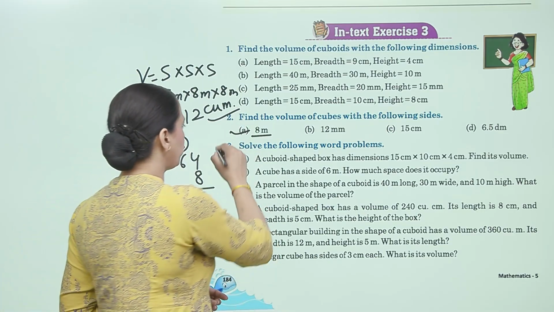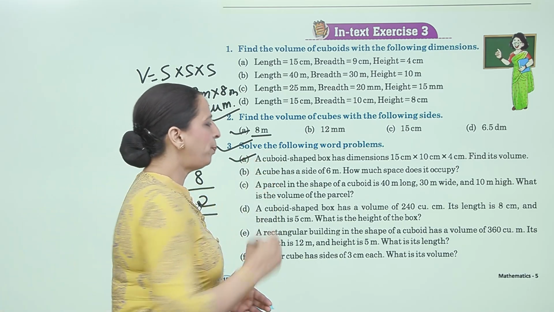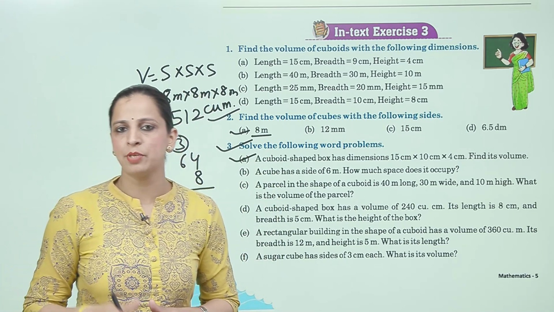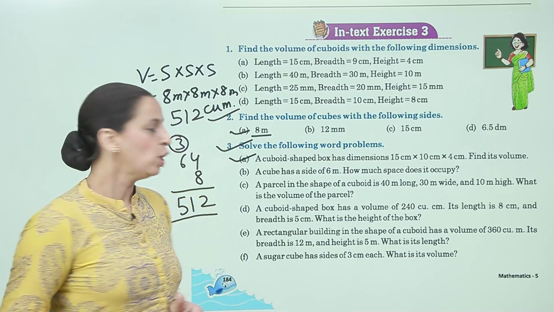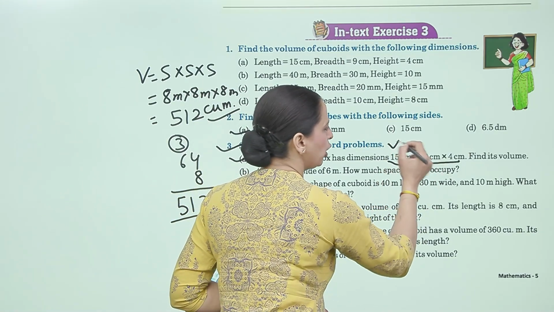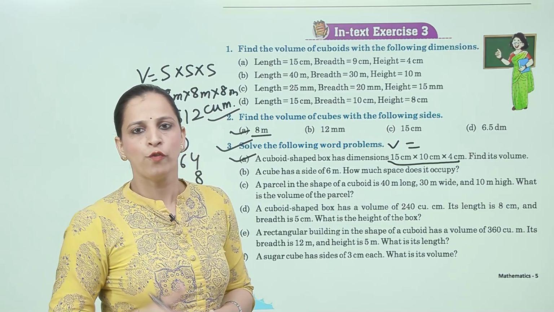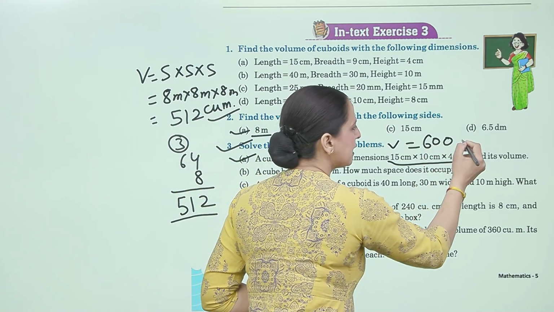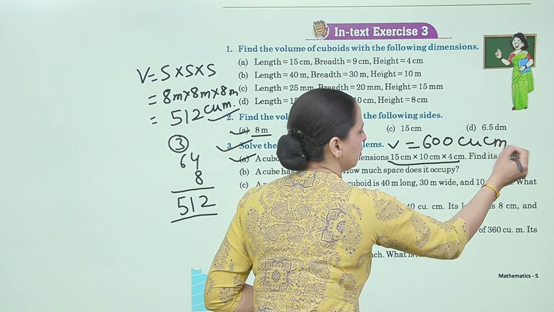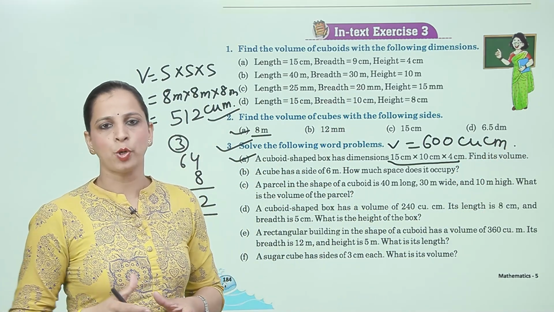नाउ नेक्स्ट क्वेश्चन नंबर 3. Solve the following word problems. A part. A cuboid shaped box has dimension 15 centimeter, 10 centimeter into 4 centimeter. Find its volume. So, we have to multiply. That is the volume. So, 15 into 10 is 150. 150 into 4. 15 4s are 60. 600 cubic centimeter. तो बच्चों सेम मेथड को यूज करते हुए बाकी के पार्ट्स आप खुद ट्राई करेंगे.